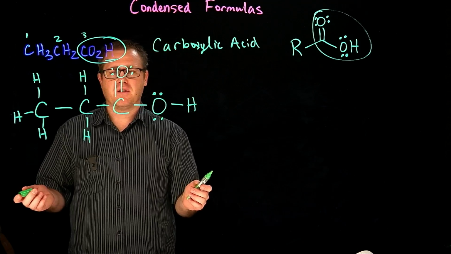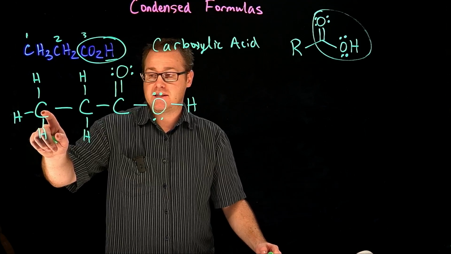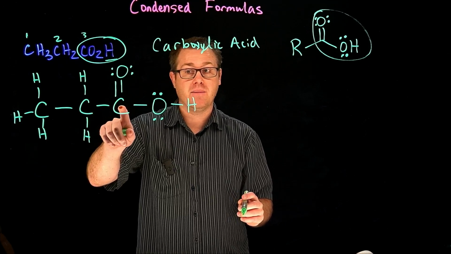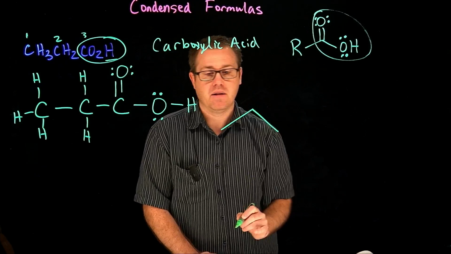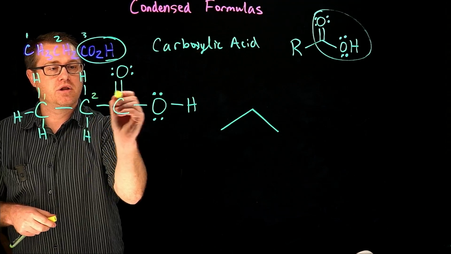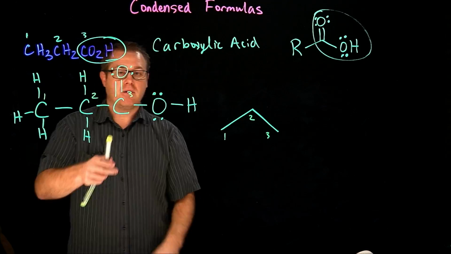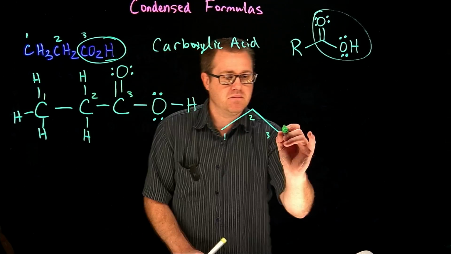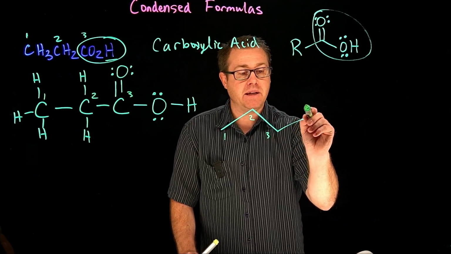And then how would we convert that to a zigzag? Well, the zigzag structure shows the carbons. So I have 1, 2, 3 carbons in a row. So I go 1, 2, 3. So that zigzag right there is 1, 2, 3. Now carbon 3 is bonded to what? An oxygen atom. So heteroatoms, atoms that are not carbon or hydrogen, need to be drawn.